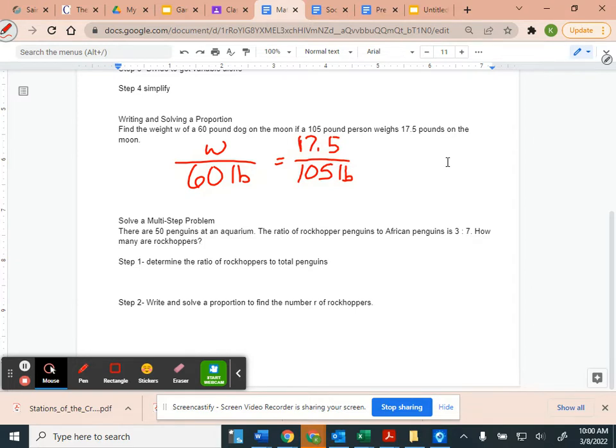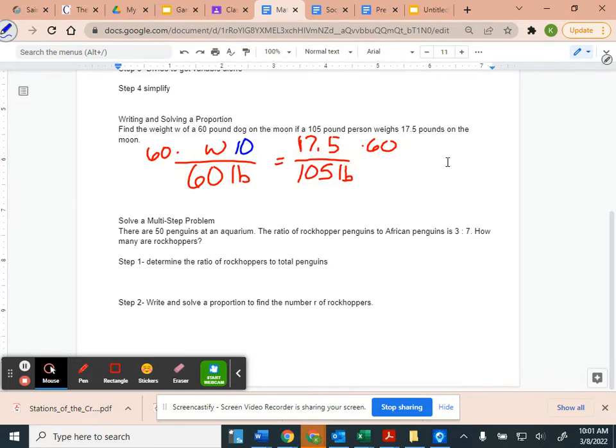So we're going to want to multiply 17.5 by 60 and then divide by 105. So who can multiply 17.5 times 60? Divide by 105. Nolan? The dog would weigh 10 pounds. So on the moon, the dog would weigh only 10 pounds. Does that make sense on how we solve that proportion?